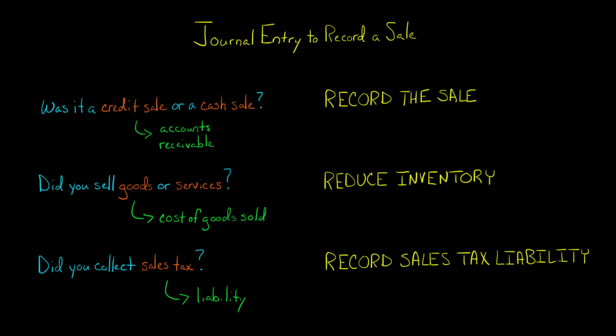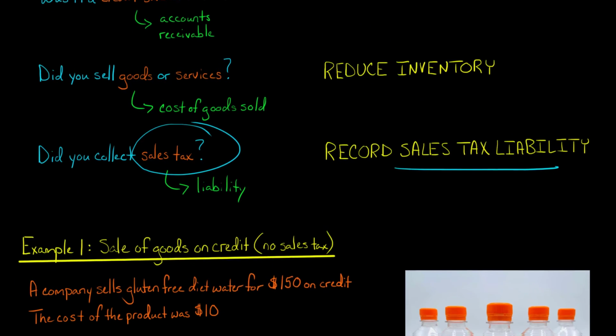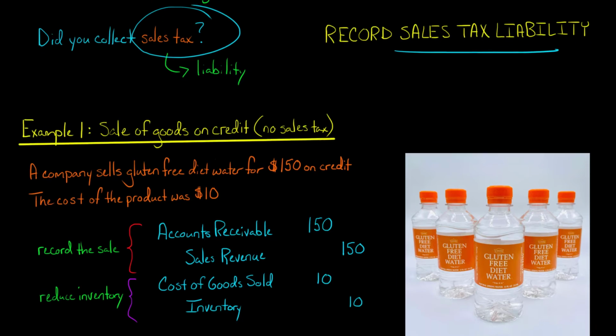And second, did you sell goods or did you sell services? If you sold goods, we're going to need to reduce the inventory account and record cost of goods sold. And third, did you collect sales tax? If so, we're going to need to record sales tax liability. So next, let's do 3 different examples so you can see how each of these factors comes into play.